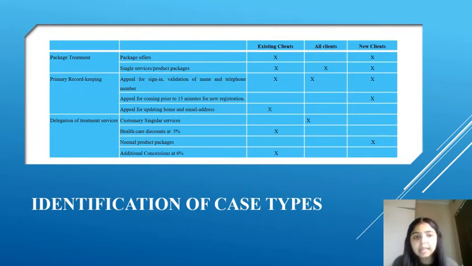If we're talking about delegation of treatment service, and we have an additional concession at 6%, that means that is available to existing clients only. Why? Because they already have a concession, already they are members of the company, and they are getting more concession because of their registration there. So that's an important point. On this basis we are dividing the work, we are dividing the cases and identifying them.